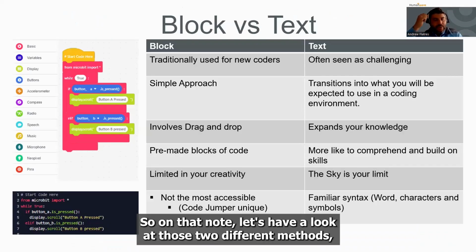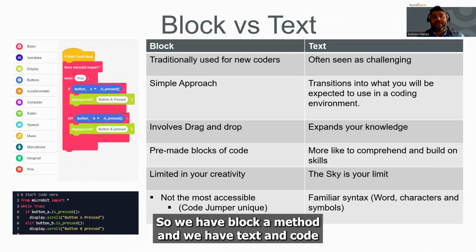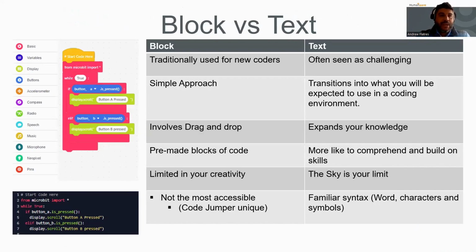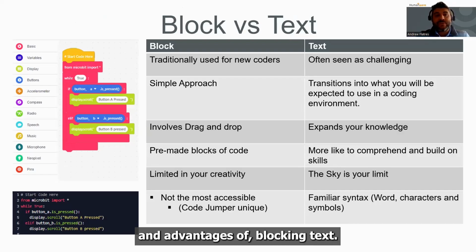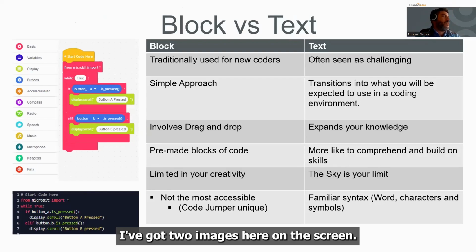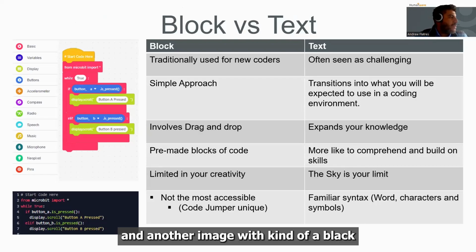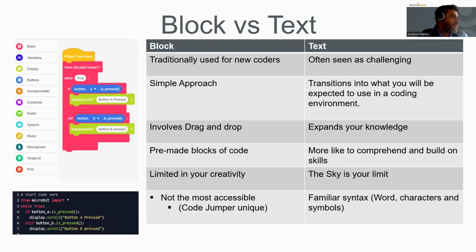So on that note, let's have a look at those two different methods that I mentioned. So we have the block method and we have text, and CodeJumper is using the block method. So I'm just going to go down the list of some of the disadvantages and advantages of block and text here. I've got two images on the screen. One image is showing block coding with different color boxes, and another image with a black background with various different colors of text strings.